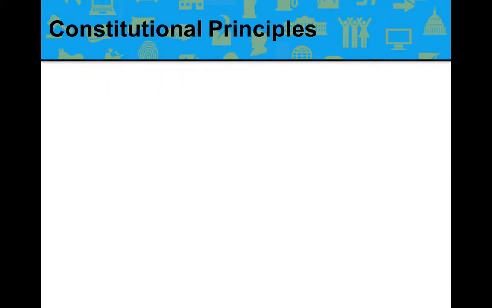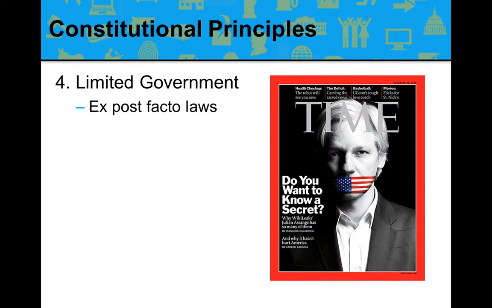All right. A fourth principle is that of limited government. The idea that the powers of the government are limited by the Constitution, but government was not limited as much as people would have liked originally. That's why we have the Bill of Rights. So it was when the Bill of Rights came along that we had much more of a limited government. But the Constitution specifically prohibits two particular types of acts. One is called ex post facto laws.